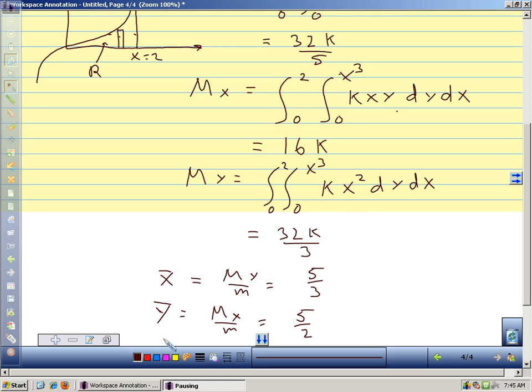Because there's a lot of repetition here, what I do on tests is say set up but do not evaluate the integrals to find the mass and the center of mass of this particular region, because there's a lot of repetition and a lot of evaluation of integrals. The important thing is to know how to set them up. Questions on that?